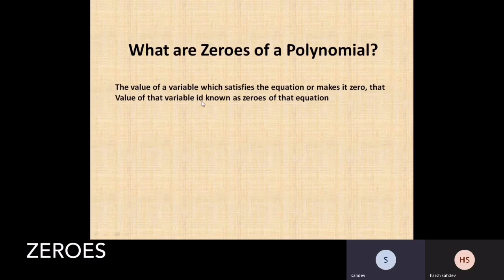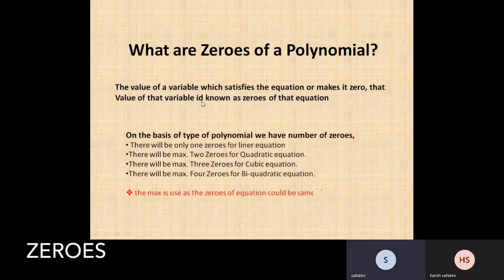Next, on the basis of the type of polynomial, we have a number of zeros. There are different numbers of zeros according to the type of polynomial. There will be only one zero for a linear equation. A linear equation will always have one zero.